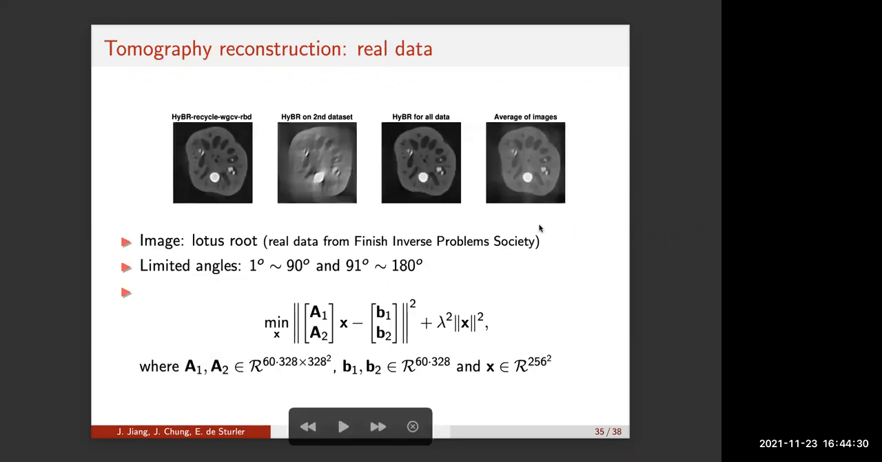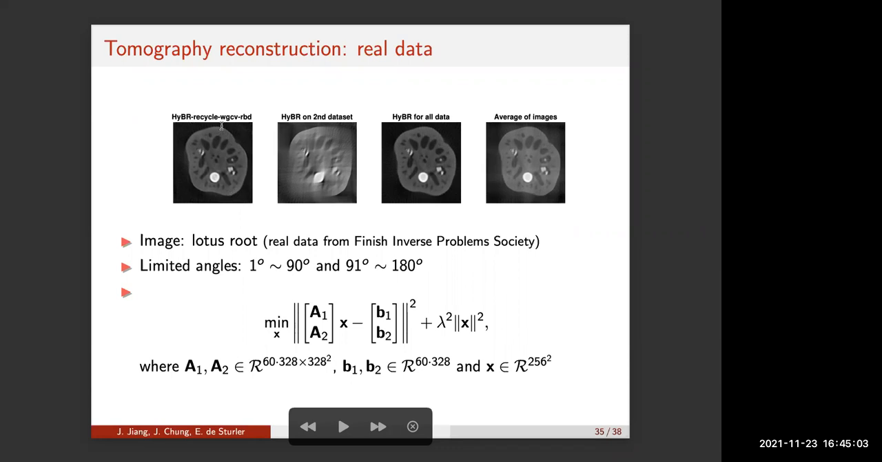So we also test our algorithm on real data. For the real data, we don't have the true solution, so we just compare the reconstructed images. This is also a limited angle problem, and we get a sequential problem like this. This one is a lattice root. We can see the most accurate one is when we brutally solve this sequential problem; we get the best reconstruction.